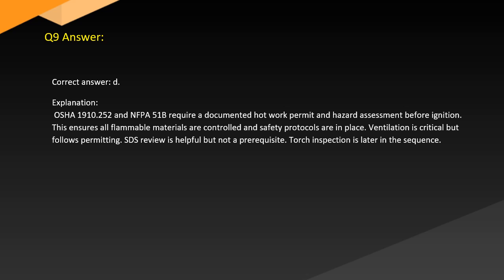Answer. Correct answer: D. Explanation. OSHA 1910.252 and NFPA 51 require a documented hot work permit and hazard assessment before ignition. This ensures all flammable materials are controlled and safety protocols are in place. Ventilation is critical but follows permitting. SDS review is helpful but not a prerequisite. Torch inspection is later in the sequence.